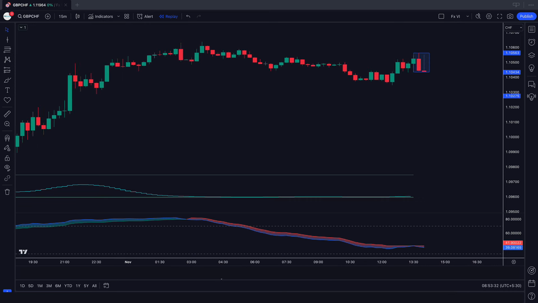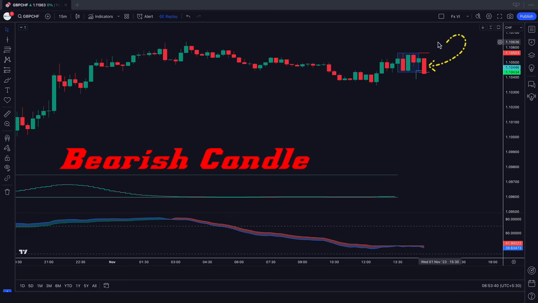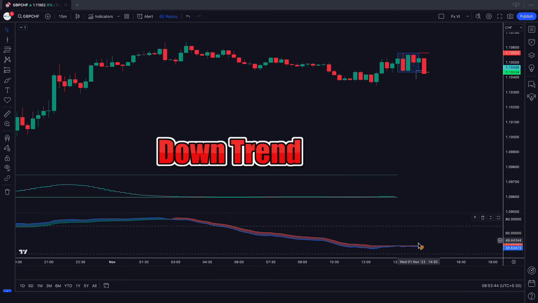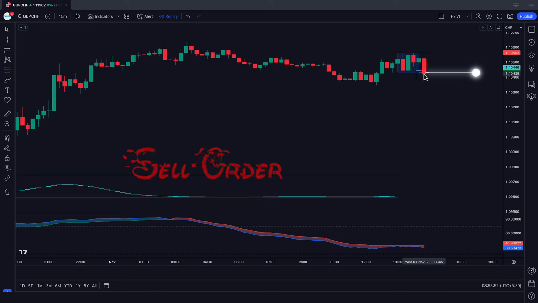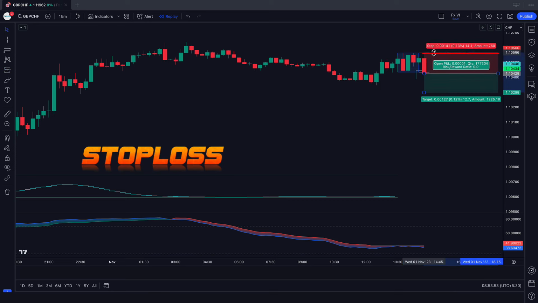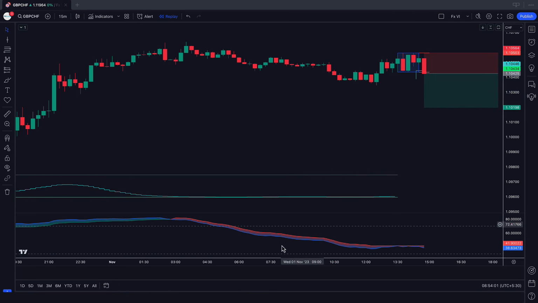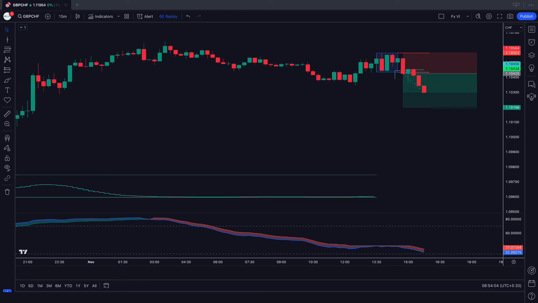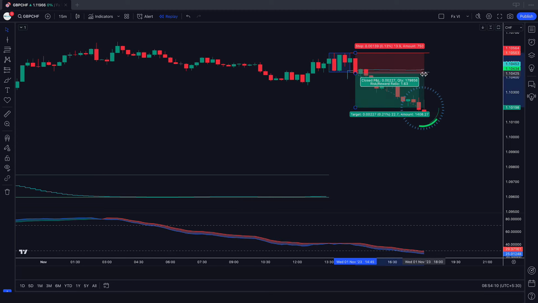Let's start. When the market completely makes a bearish breakout of the opening range breakout box, when the market forms a bearish candle, and the max line of the QQ Weighted Oscillator indicator is in a downtrend, if this condition is fulfilled, then we will place a sell order. Our stop loss will be placed at the higher level of the opening range breakout box. And the risk to reward ratio will be 1:1.5. The market has completely hit the target.